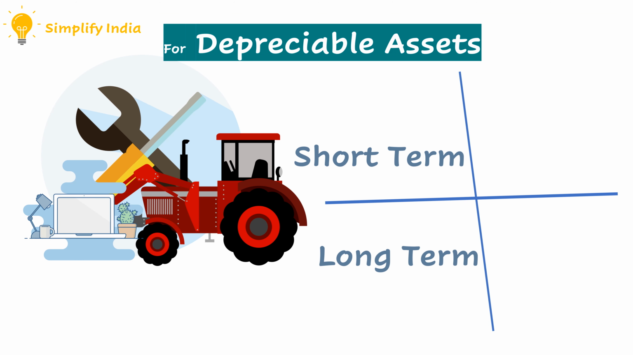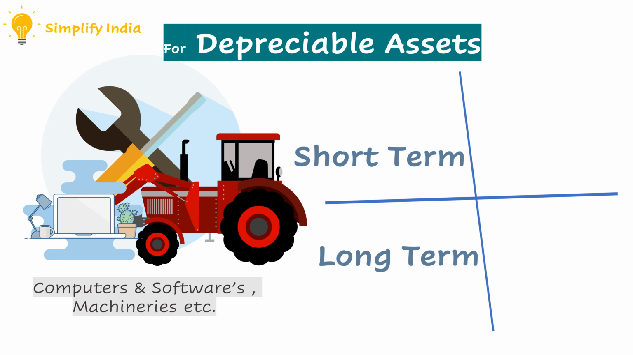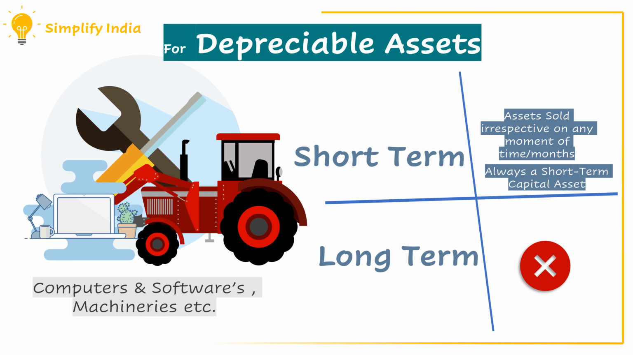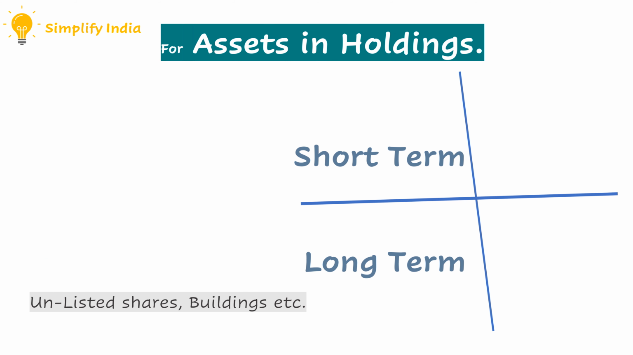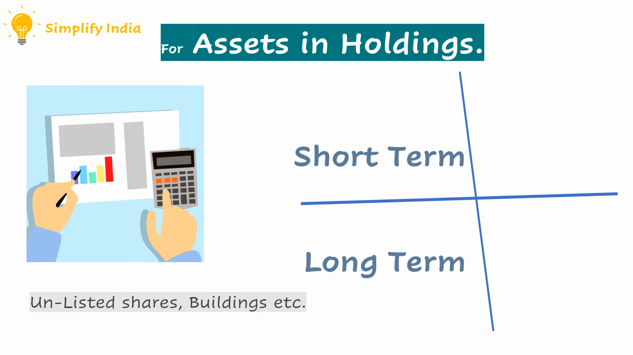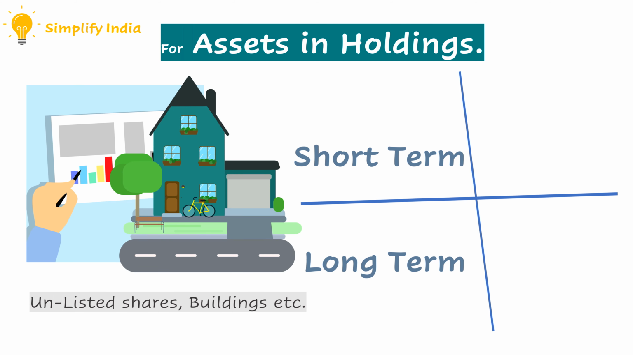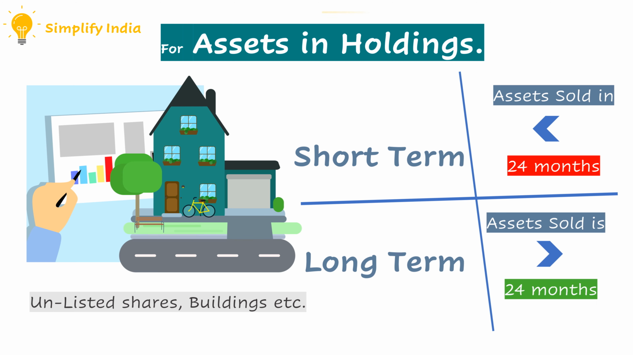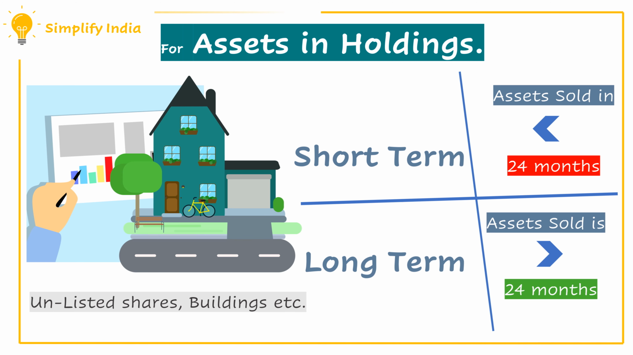In case of depreciable assets like computers, software and machineries, etc., it will always be a short-term capital asset irrespective of the number of months or years the assessee has held that particular capital asset. In case of assets like unlisted shares, buildings, etc., if the asset has been sold within a period of 24 months from the date of acquisition, then it can be termed as a short-term capital asset, whereas if sold after a period of 24 months, then it can be termed as a long-term capital asset.